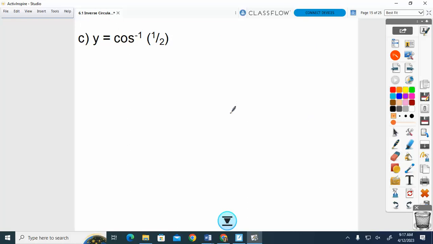Y equals cosine inverse 1/2. It's gonna be quadrant 1. And it's gonna be y equals 60 degrees or pi over 3. Because of the cosine inverse, my options are quadrant 1 or 2. Since 1/2 is positive, we're going with quadrant 1. This means cosine of y equals 1/2. So, in quadrant 1, when is cosine 1/2? 60 degrees or pi over 3.